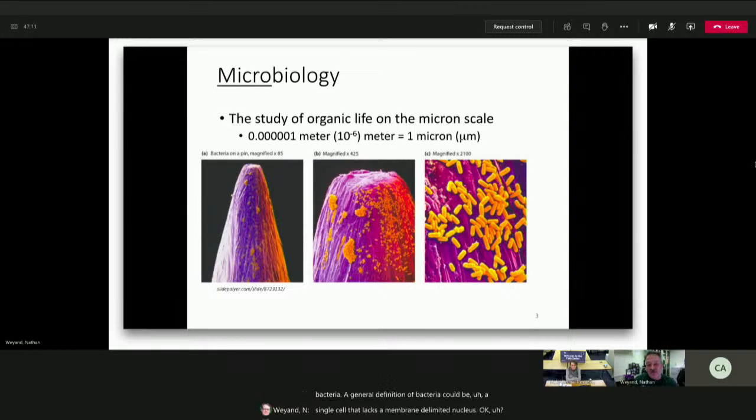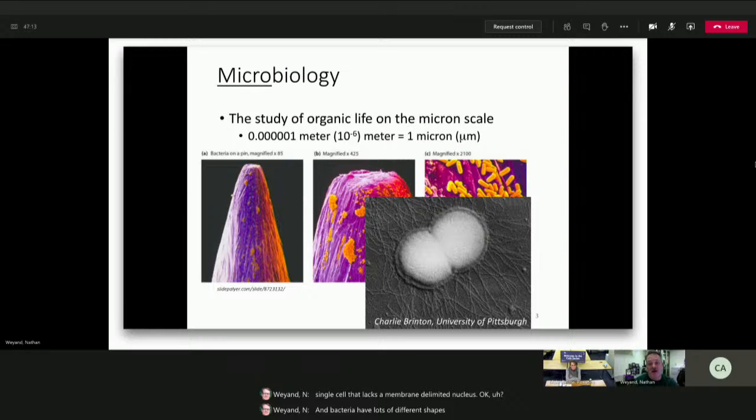Bacteria have lots of different shapes. Some of the bacteria I study in my lab are shaped like this, and this is called a diplococcus. Many bacteria are spherical, and a spherical shaped bacteria is a coccus. If you have two spheres together like this, it's called a diplococcus.